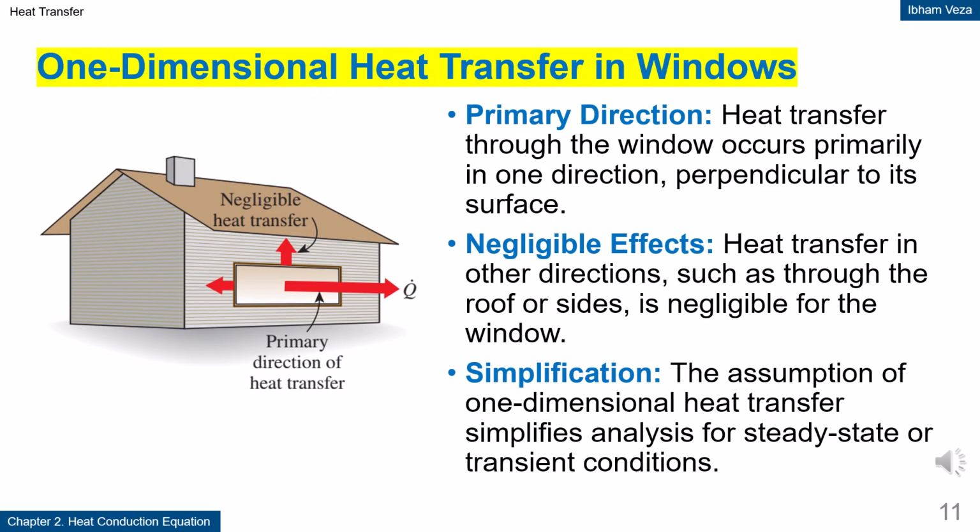One-dimensional heat transfer in windows. In many practical cases, heat transfer can be approximated as one-dimensional. An example is heat flow through a window, which is dominant perpendicular to the surface. The effect of heat transfer in other directions can be neglected because it is relatively small. This simplification makes the analysis much easier. Although simple, this approach is still sufficiently accurate for many engineering applications.